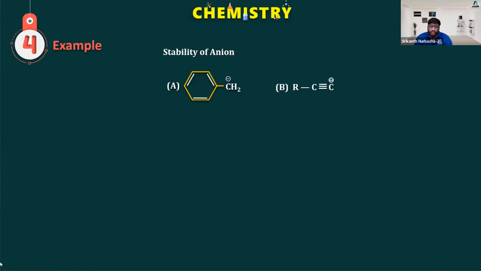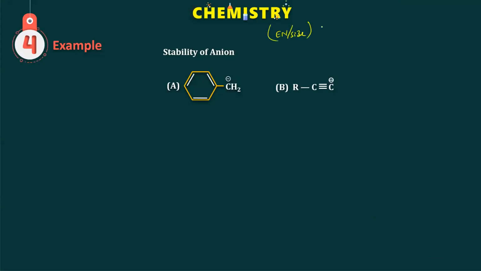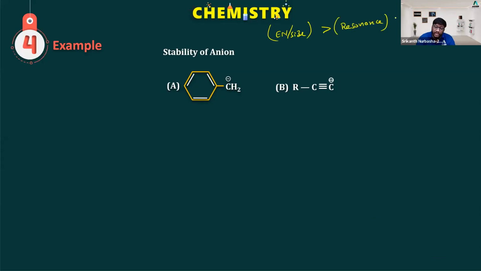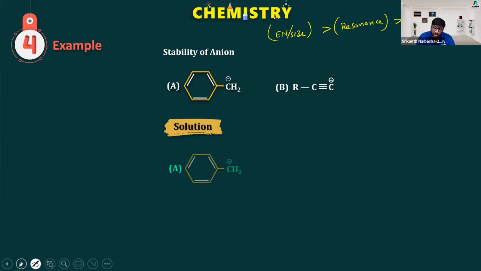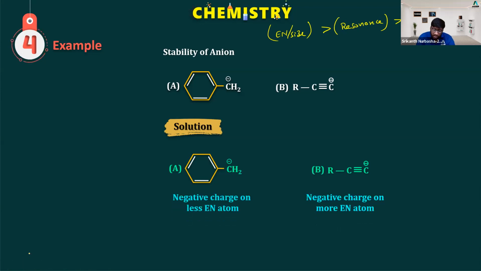Compare these two, A and B. A has resonance. A or B, which is more stable? B. Why? Electronegativity and size are dominant. Yes, electronegativity and size are dominant when compared to resonance. Resonance is dominant when compared to effects like hyperconjugation and inductive. So B has negative charge on an sp hybridized carbon, and an sp hybridized carbon having negative charge is more stable. So B should have more stability when compared to A.